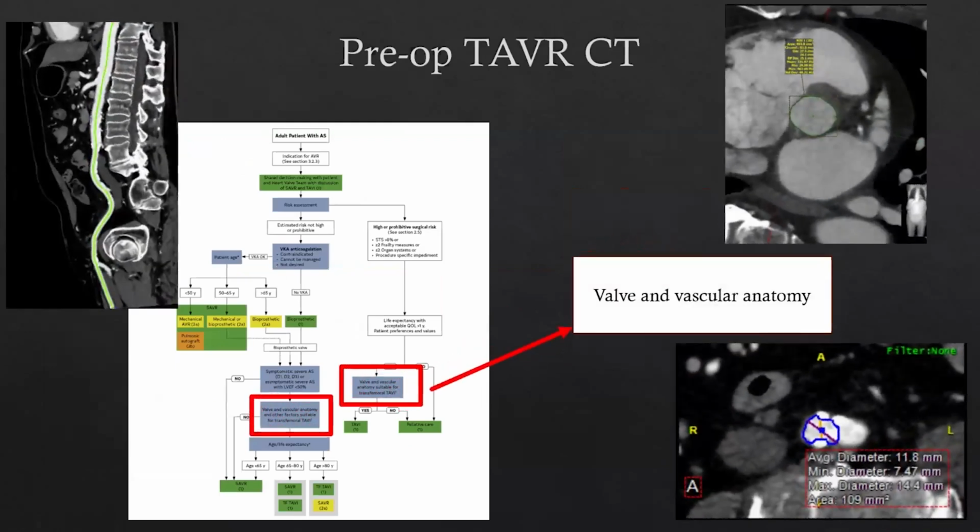Probably the most important part of this whole chart, though, for us as radiologists, if most of you on the talk right now are radiologists, is the vital role that preoperative TAVR CT plays in selecting or excluding patients for TAVR over SAVR. And that's what we're going to talk about in the next part of the talk here.